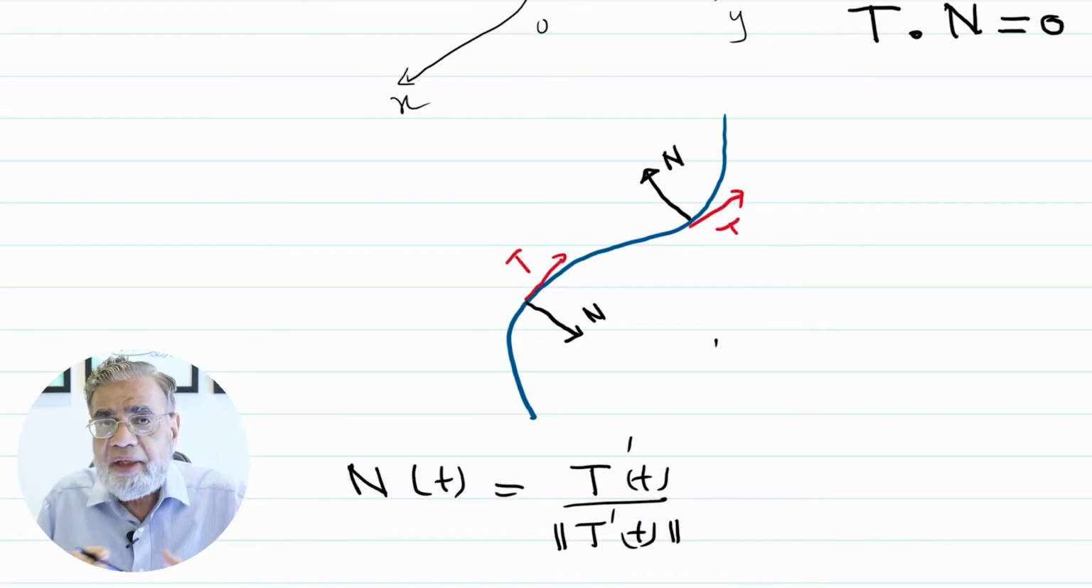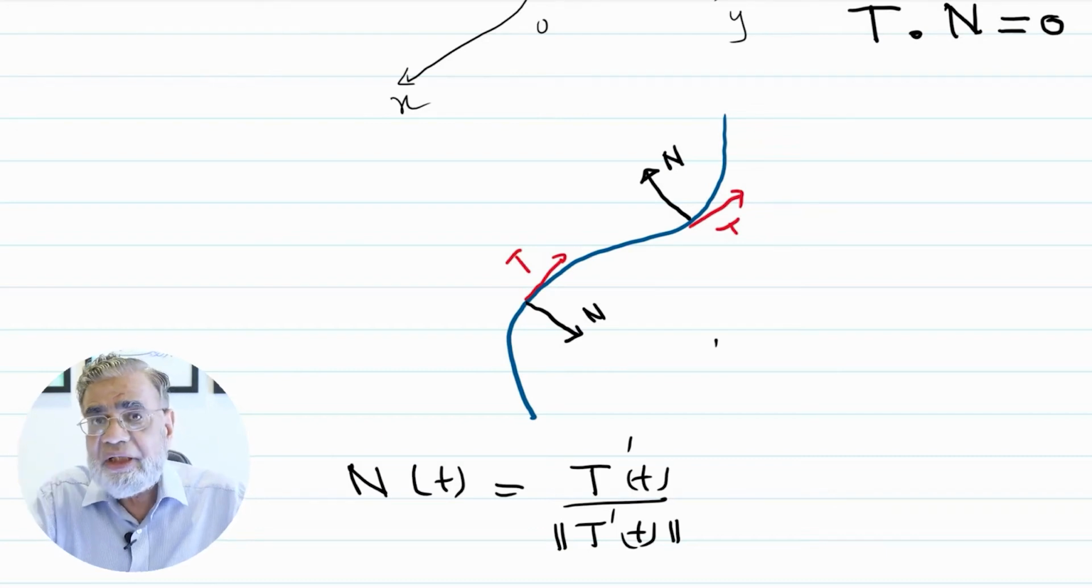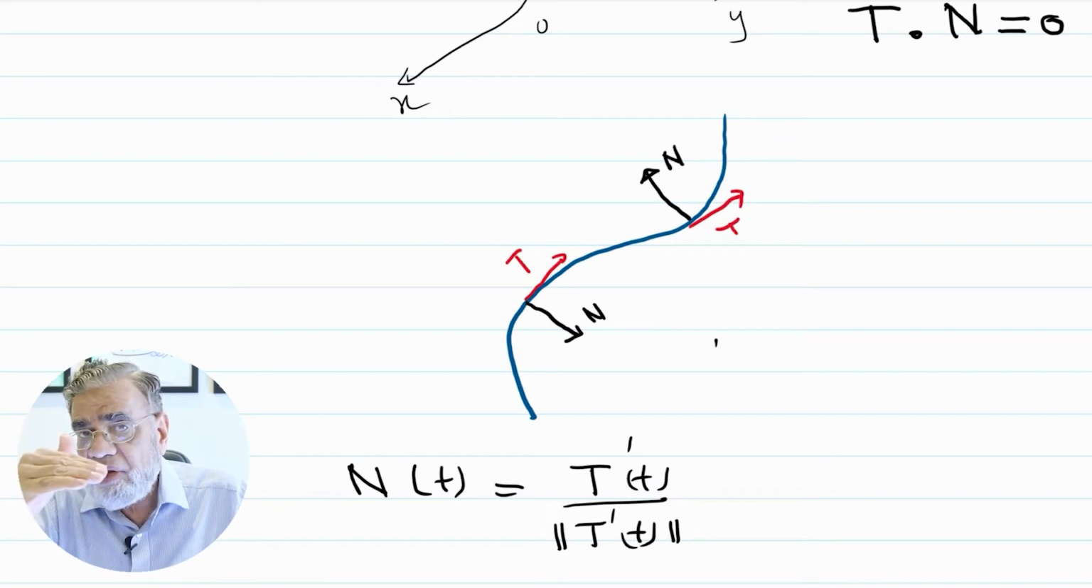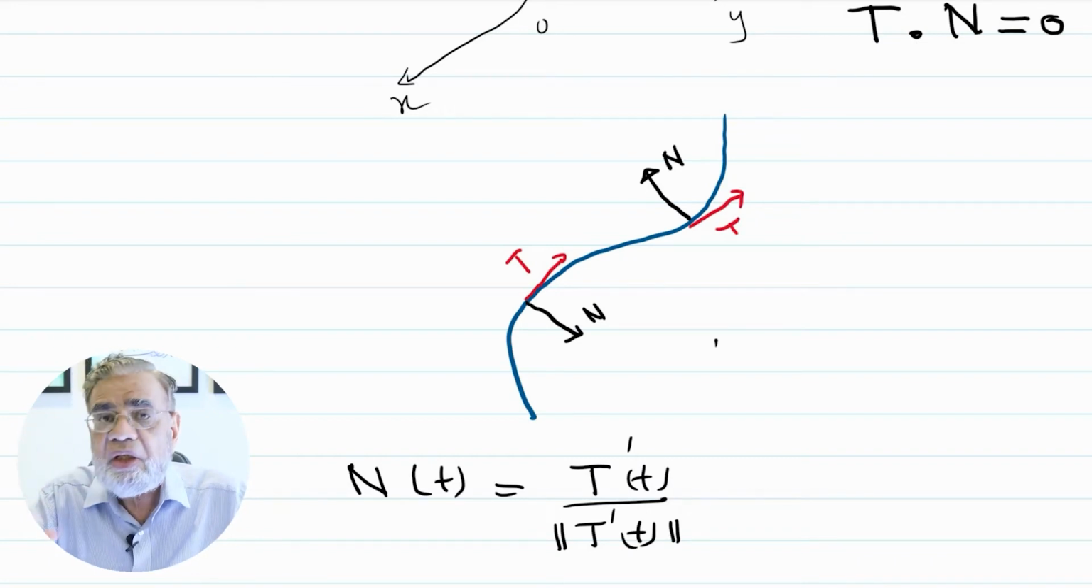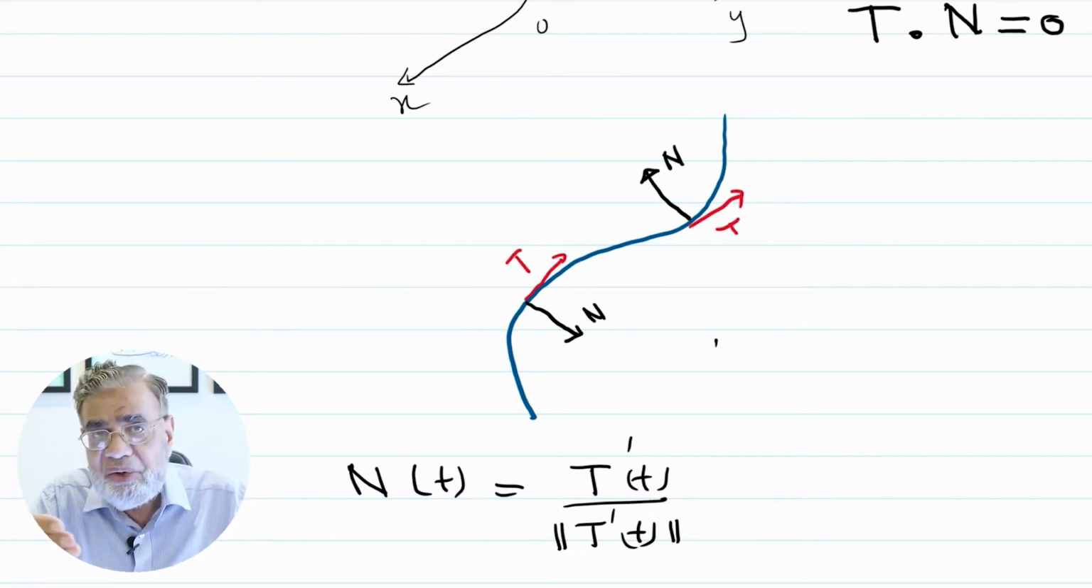So we have R dash, we can find T, the unit tangent vector. Then we take the derivative of the unit tangent vector, divide by the magnitude of the derivative of the unit tangent vector, and we get the principal normal vector. So I give you some examples. Obviously, to find the principal normal vector, we need the unit tangent vector. We have problems like this one where we want to find the unit tangent vector and also the principal normal vector.